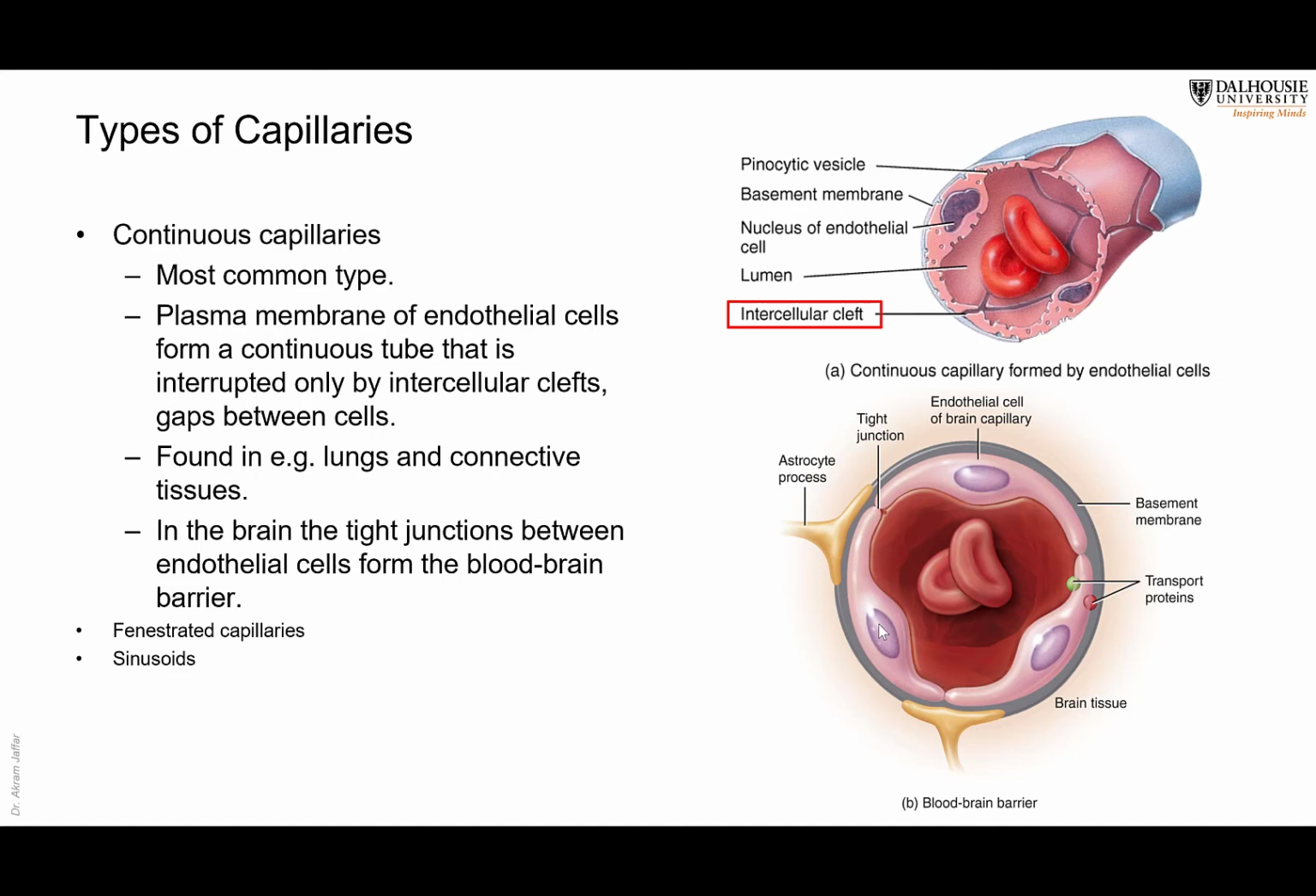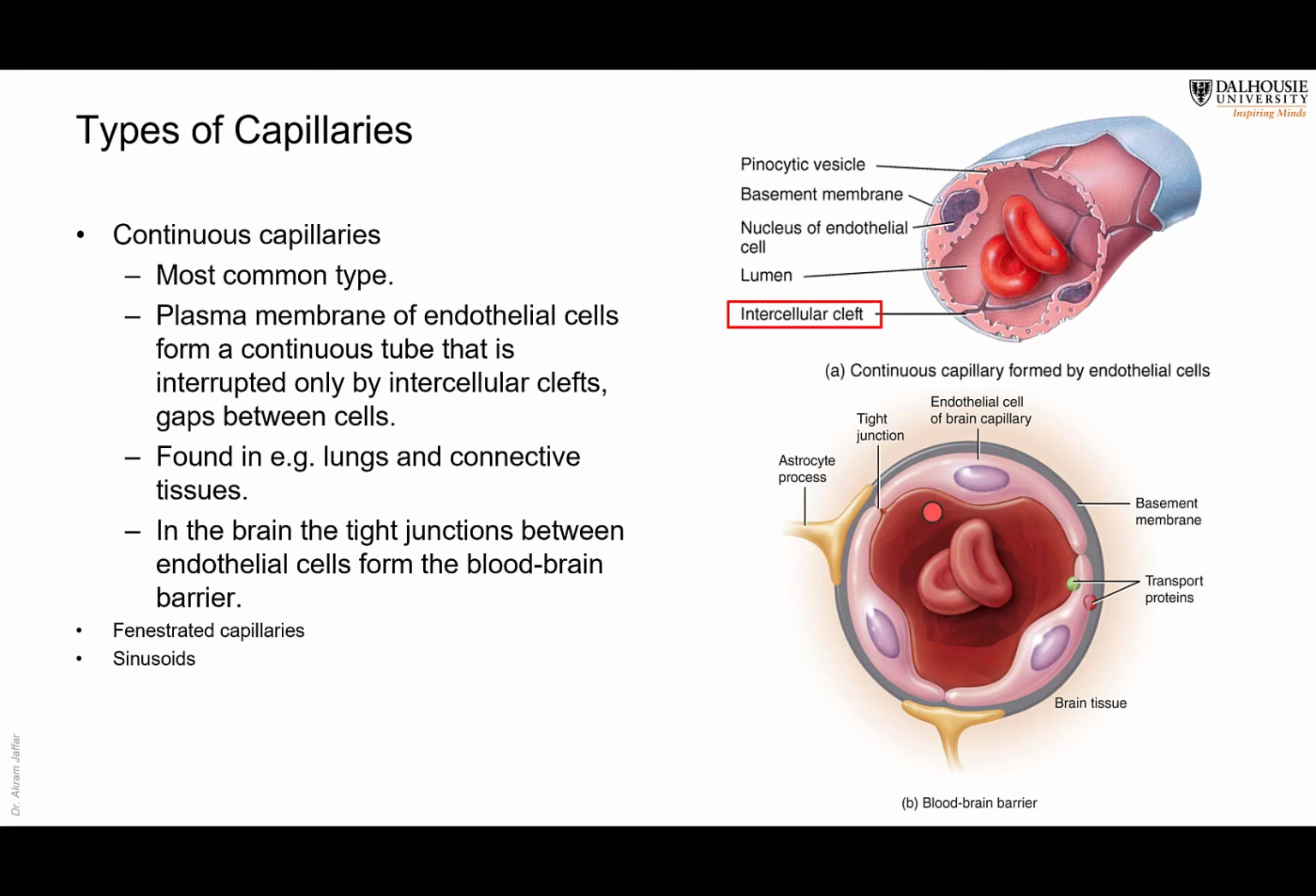So most of the capillaries are continuous capillaries, as you can see here. This is the most common type. The plasma membrane of the endothelial cell is continuous. It doesn't have openings. It does not have windows. It does not have fenestrations, as we will talk about in a moment. It is found in the lungs and connective tissue.